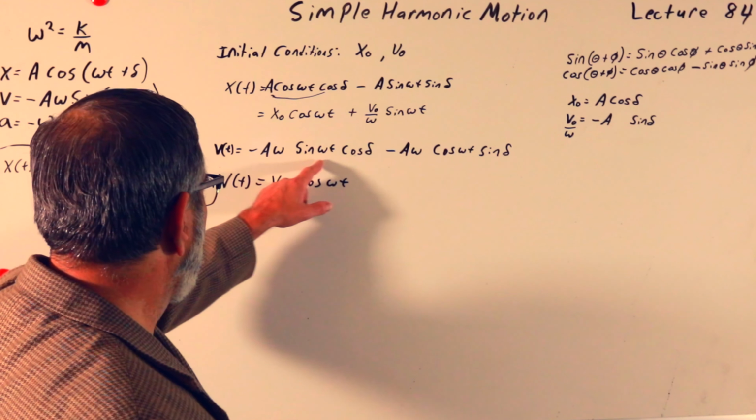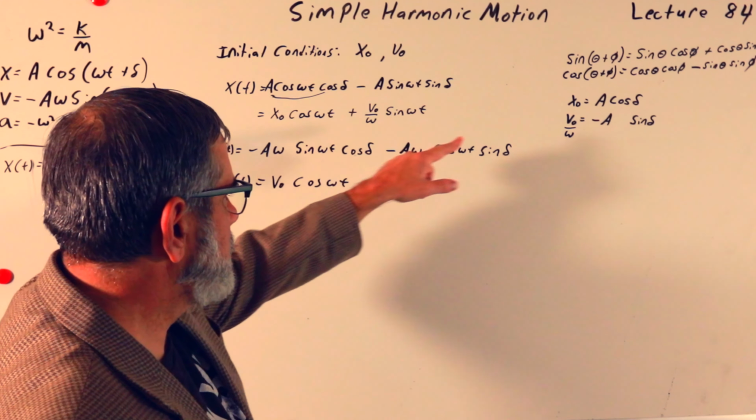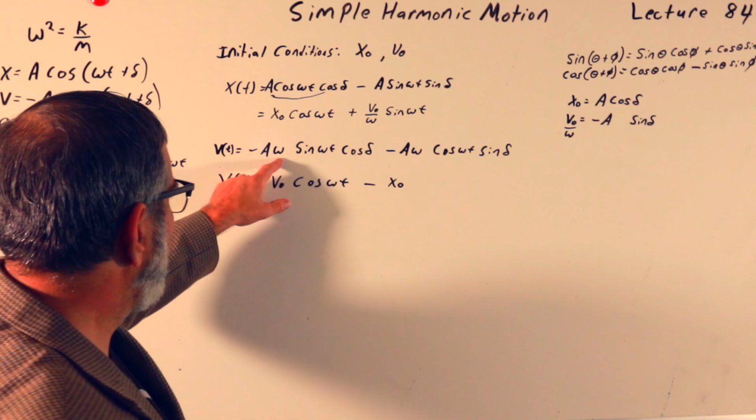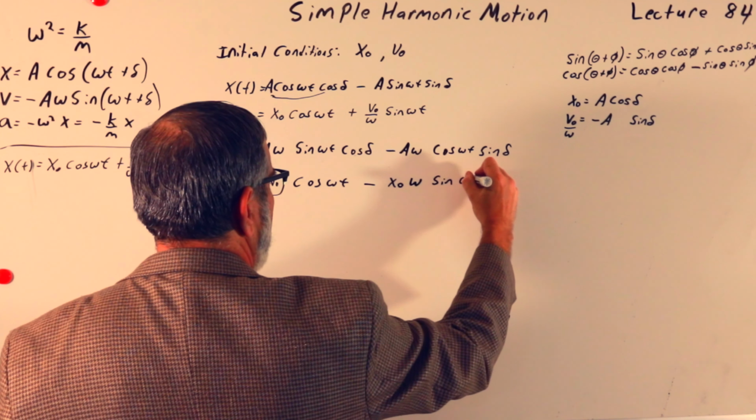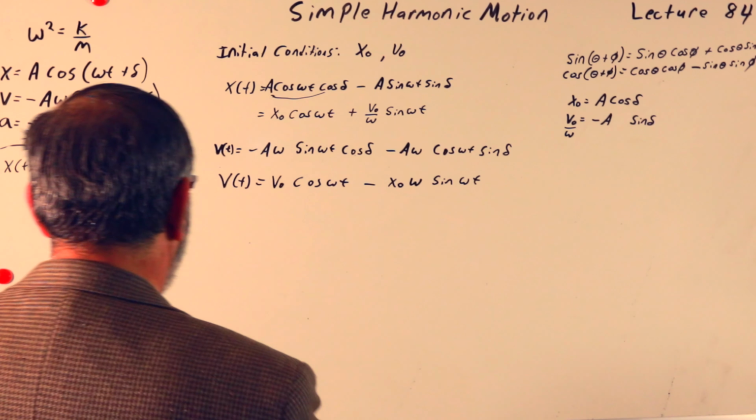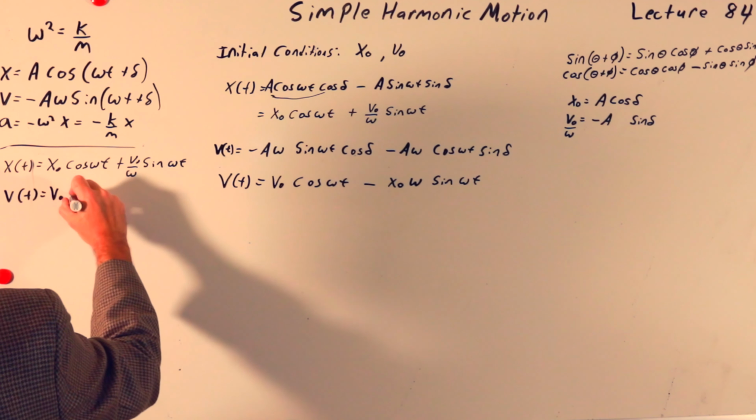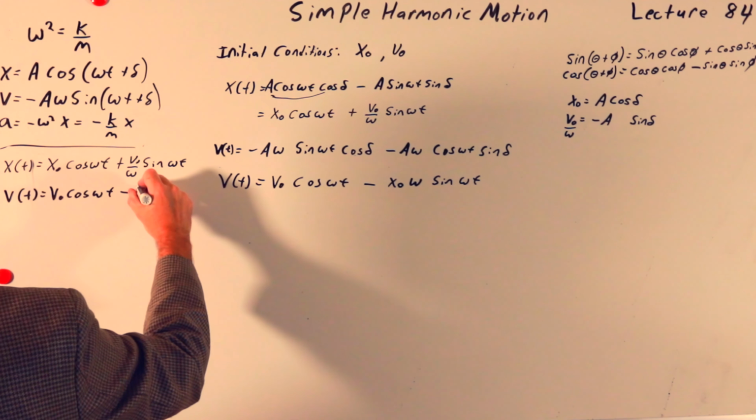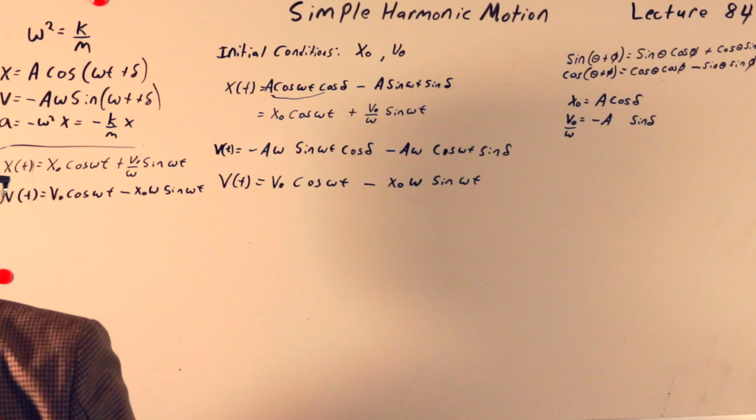And then this term here. We've got an a cosine delta, which is our x naught again. So that's minus x naught, but we have an omega here, omega times the sine of omega t. So I think that is right. That gives us our velocity function: v of t equals v naught cosine omega t minus x naught omega sine omega t.